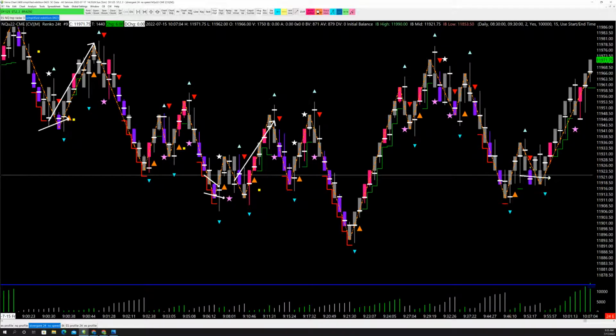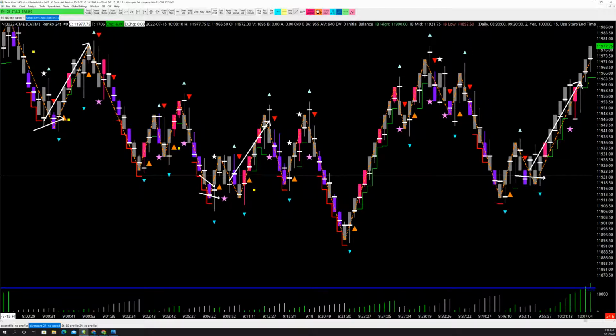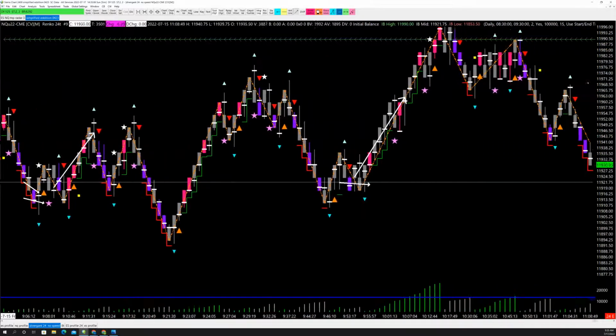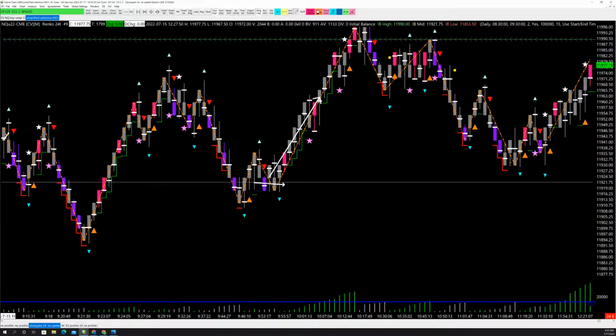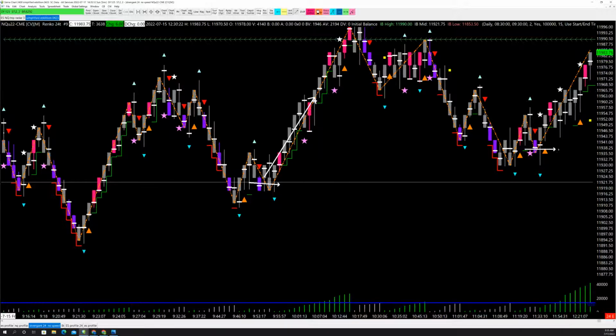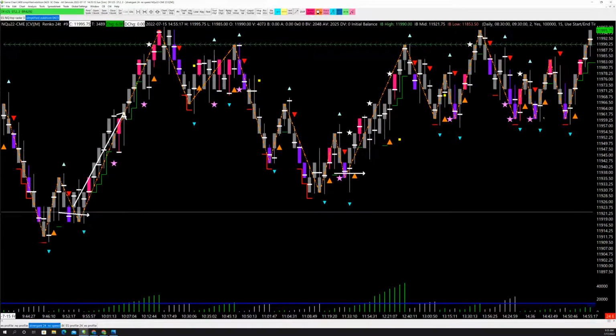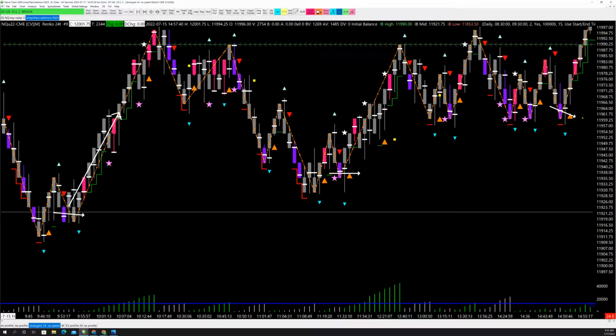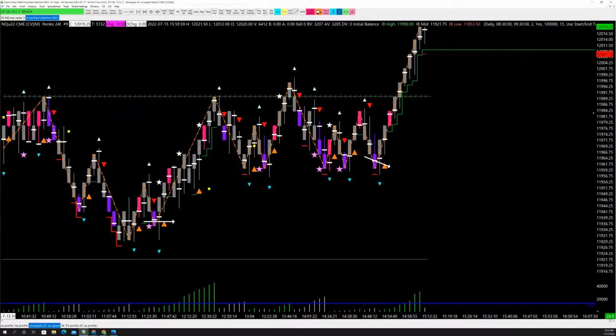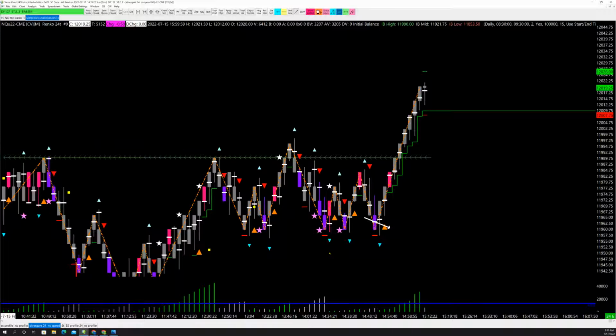Purple bar, point of control above. Beautiful lift. Purple bar, point of control above. Beautiful lift. Purple bar, point of control above. Beautiful lift. And that was into the end of the day. You see that one was actually quite spectacular if you have the nerve to take it with 10 minutes left to go in the market.